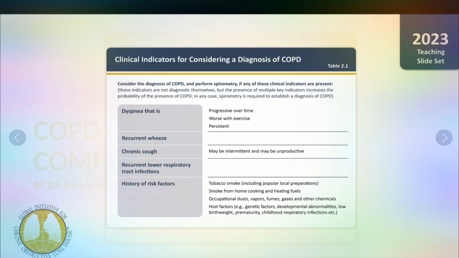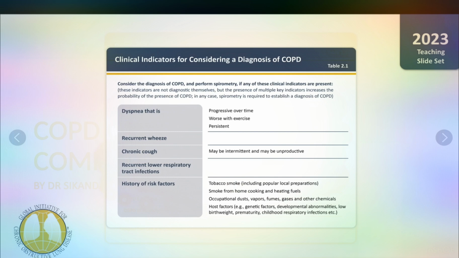Dyspnea, which is progressive over time, worse with exercise and persistent. Then comes recurrent wheeze. There is chronic cough, maybe intermittent or maybe unproductive. Then there is a history of recurrent lower respiratory tract infection, and history of risk factors like tobacco smoke, including popular local preparations.